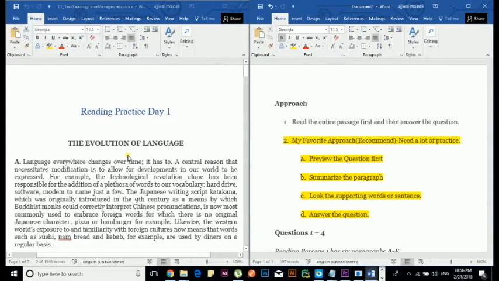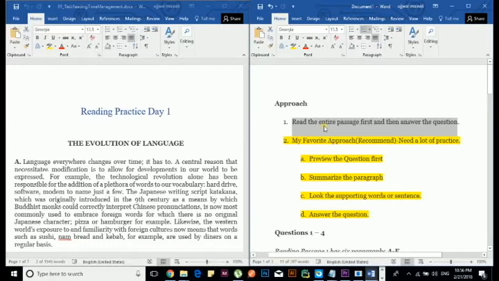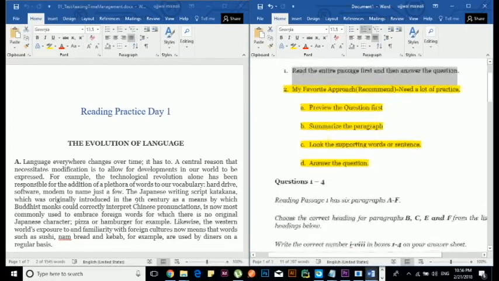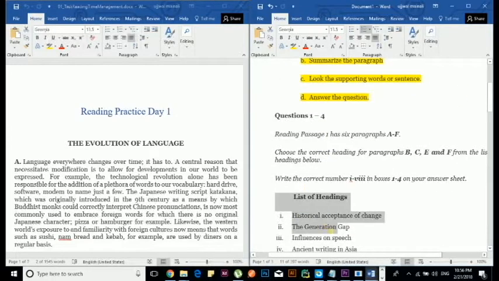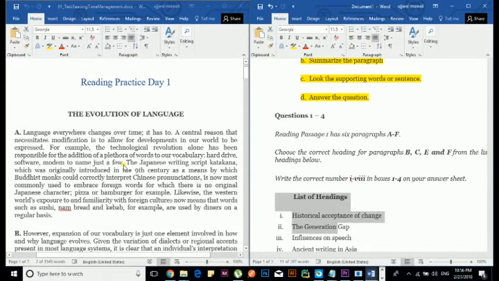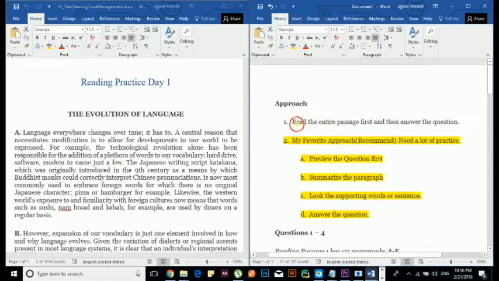So a common approach to answer the questions in the reading section is to read the entire passage first and then answer the questions later on. So if you are a fast learner, if you can retain the information in your mind, and whenever you go through the questions, if you can locate the information you read while skimming the paragraph, I highly recommend you go through the first approach.